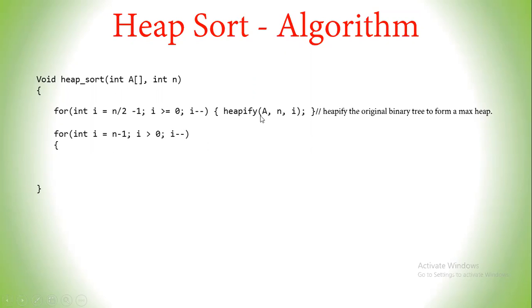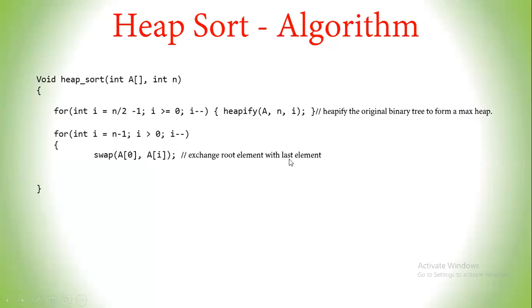By running this for loop, we convert the binary tree into a max heap, then input that into this for loop. In this for loop, what we are doing is considering from the last element to the second element. So i equals 0 we are not considering. We go from n minus 1, that is the last element, to the second element, that means i equals 1. In this loop we will be doing this: swap A0 with Ai. What is swap A0 with Ai? A0 means 0 is the root, and i is this index, from n minus 1 down to 1.